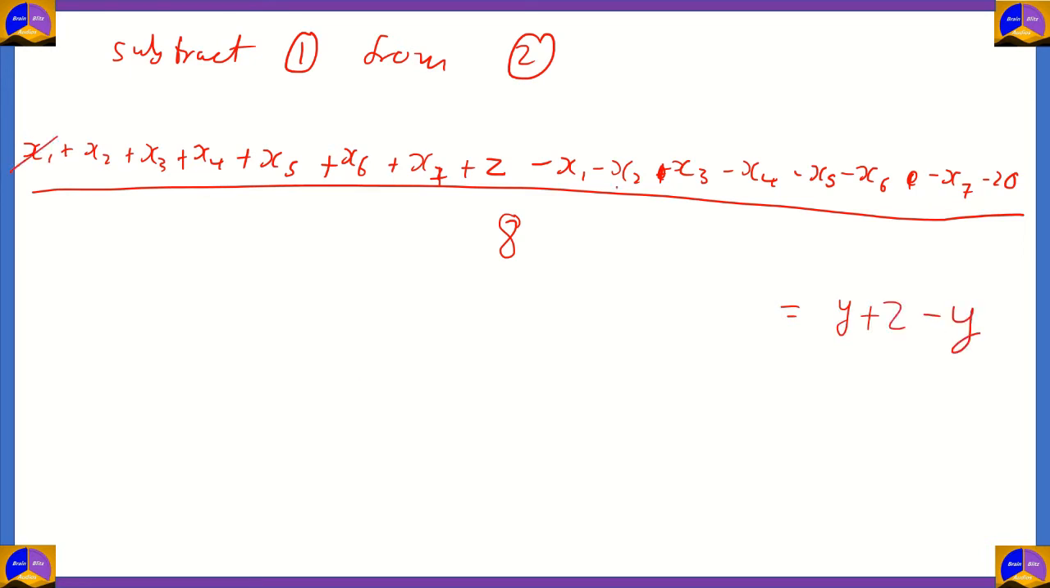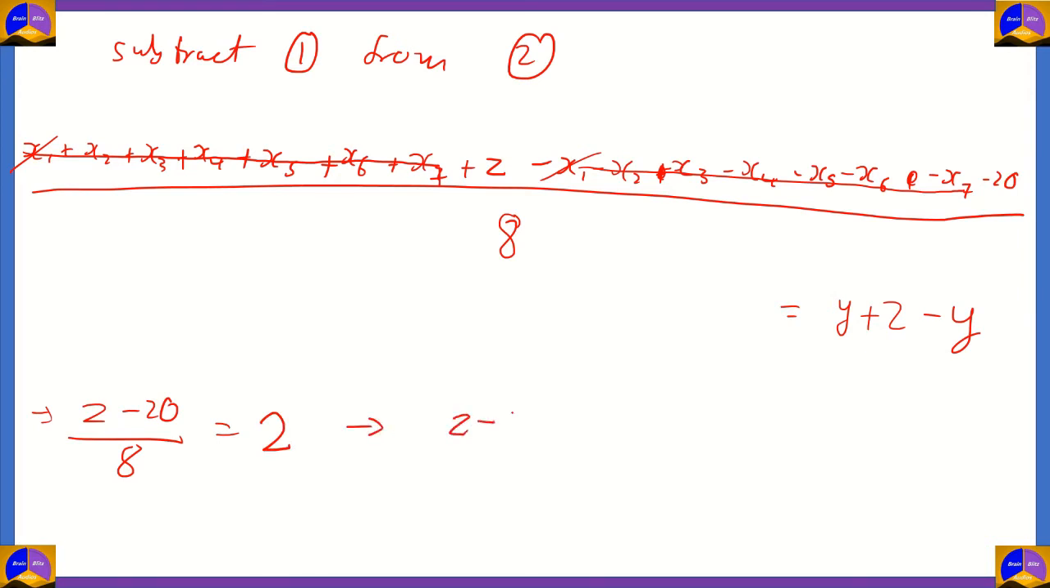So over here, x1 gets cancelled, x2 gets cancelled, x3 gets cancelled, x4 gets cancelled, x5, x6, and x7 as well get cancelled because both the positive and negative terms are present in the numerator, so they cancel each other out. So on the left hand side, you get z minus 20 divided by 8 gives you y plus 2 minus y, that is 2. So therefore, z minus 20 will be 2 times 8, that is 16.